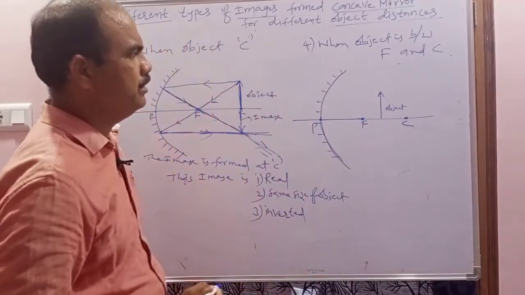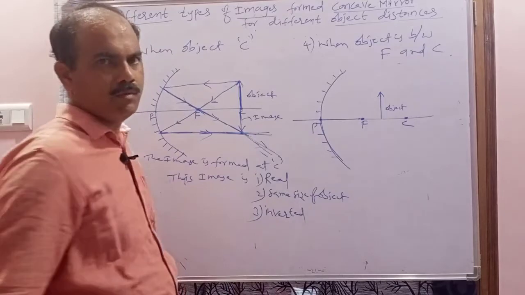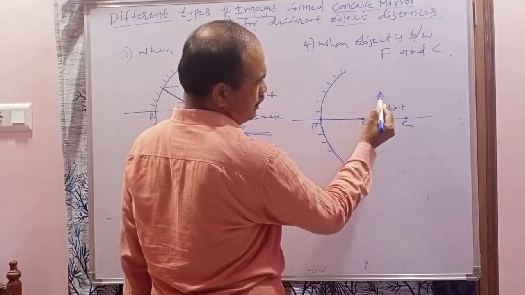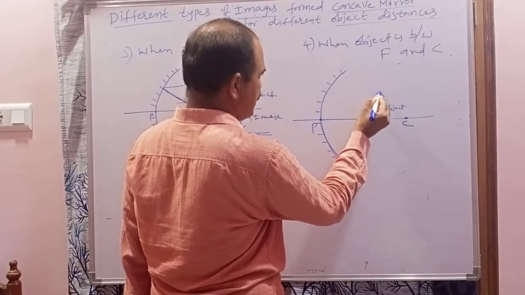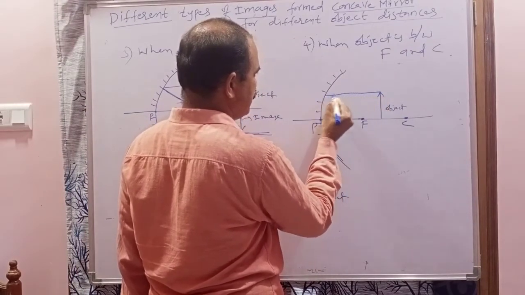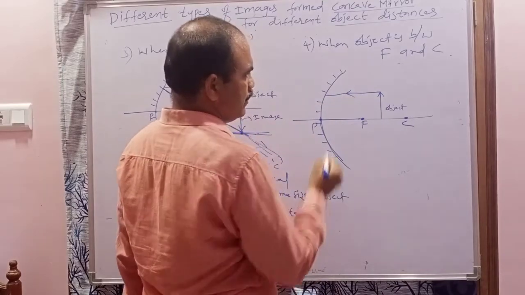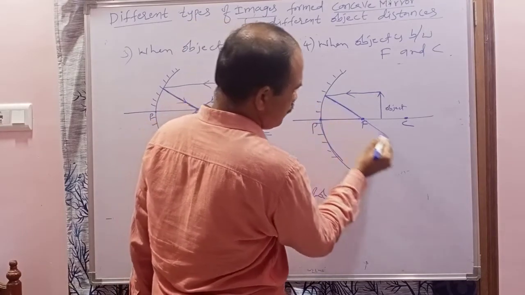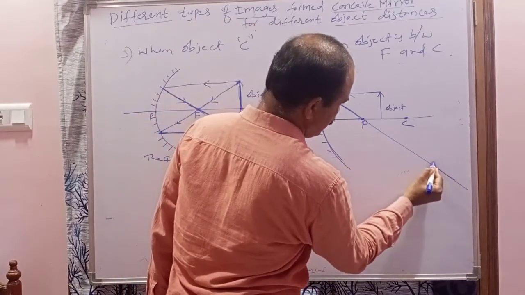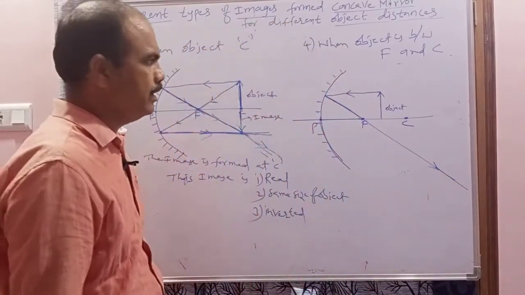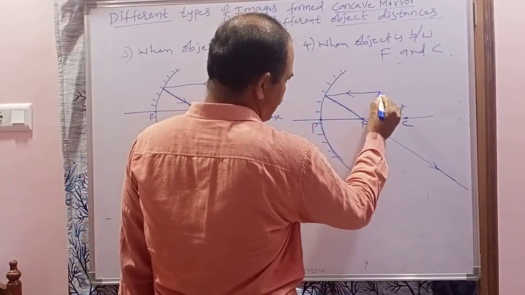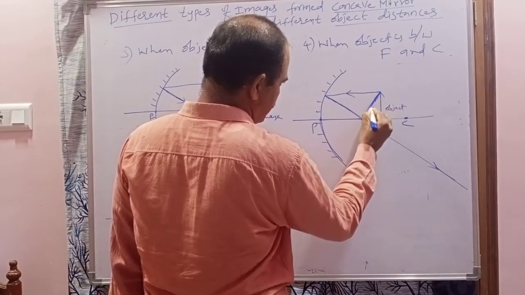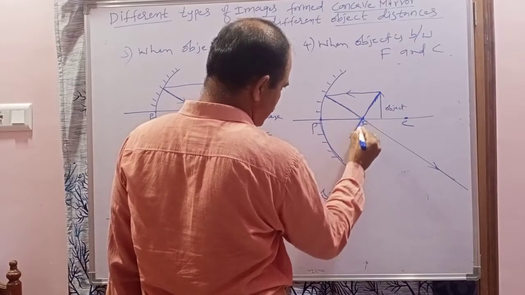Now we are going to draw the diagram where the image is formed by using rules. We have to take the incident rays from the top. In that, I am taking one incident ray parallel to the principal axis. After reflection, what happens? It passes through the focus. This is the reflected ray. And next, I am taking another incident ray that is passing through the center of curvature.